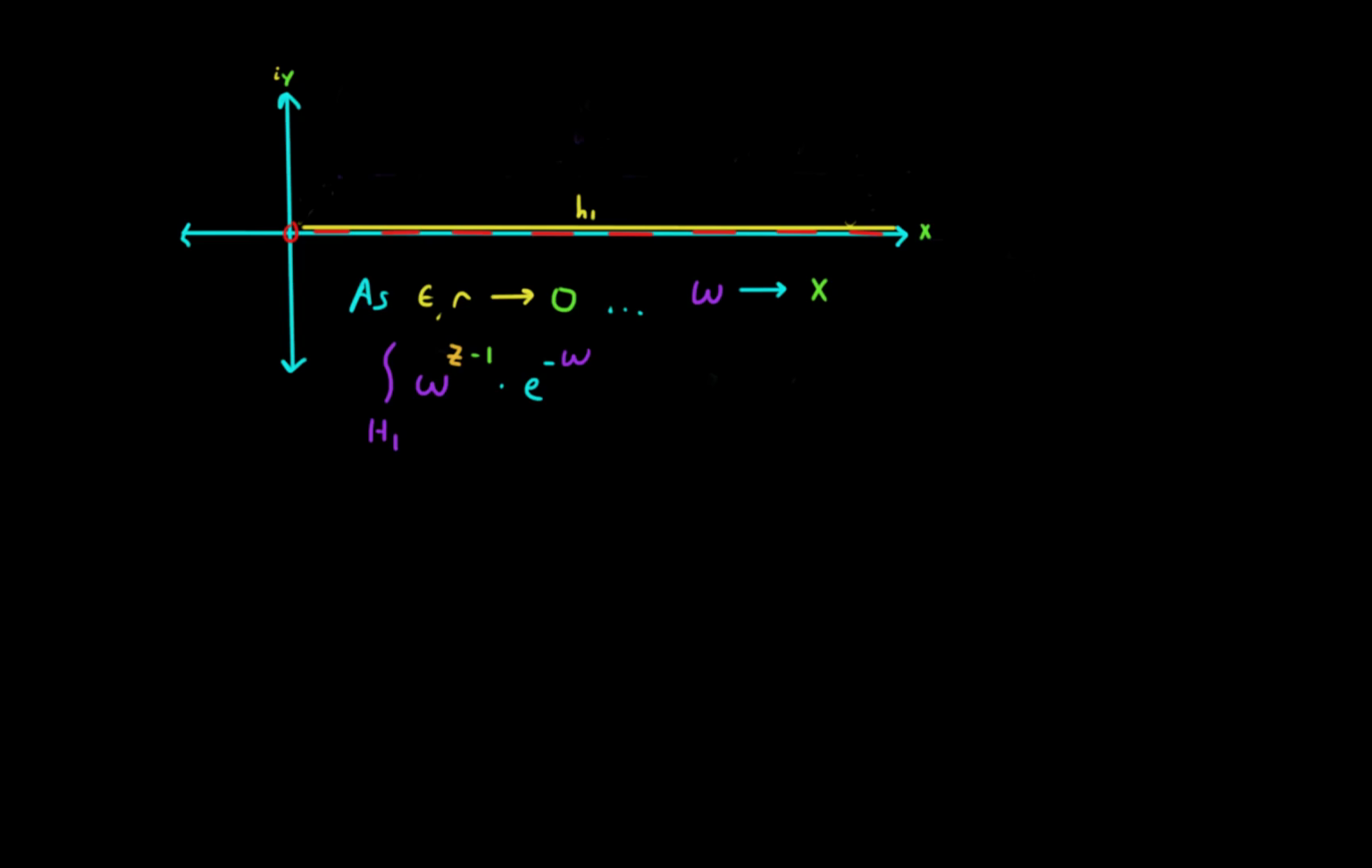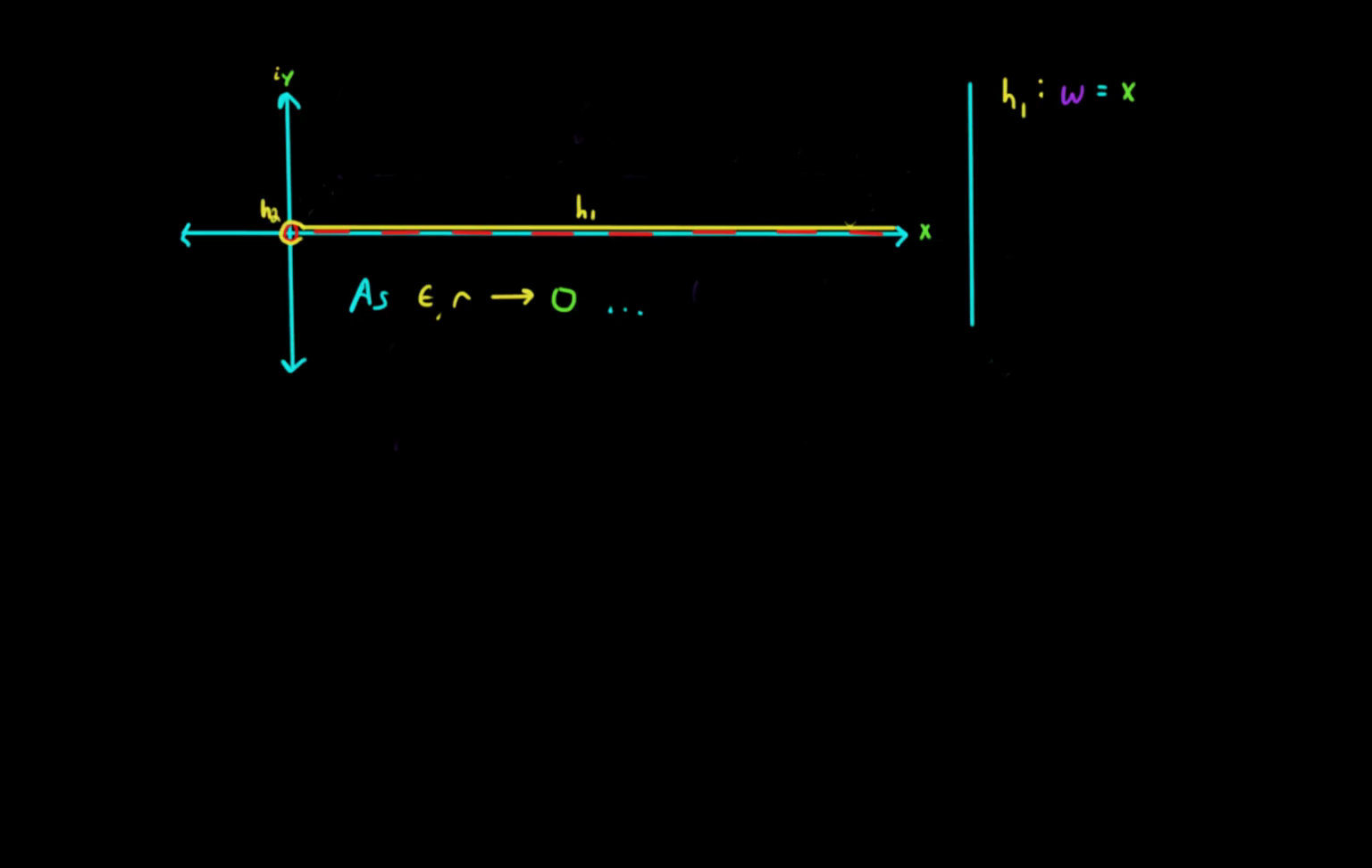So in the limit, this contour over capital H sub 1 of w to the z minus 1 times e to the negative w dw, in the limit as epsilon and r go to 0, this becomes the limit contour lowercase h sub 1, which is the integral of x to the z minus 1 times e to the negative x dx. So if we want to parametrize the limit contour on this piece of the limit contour, lowercase h sub 1, w just equals x.